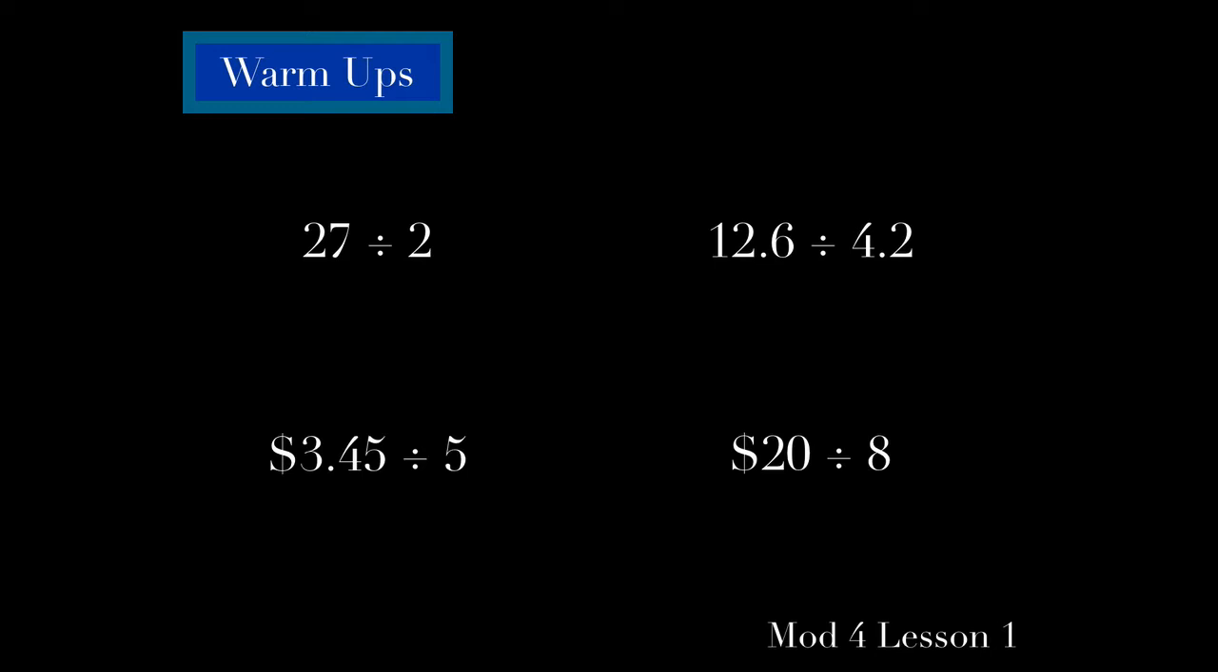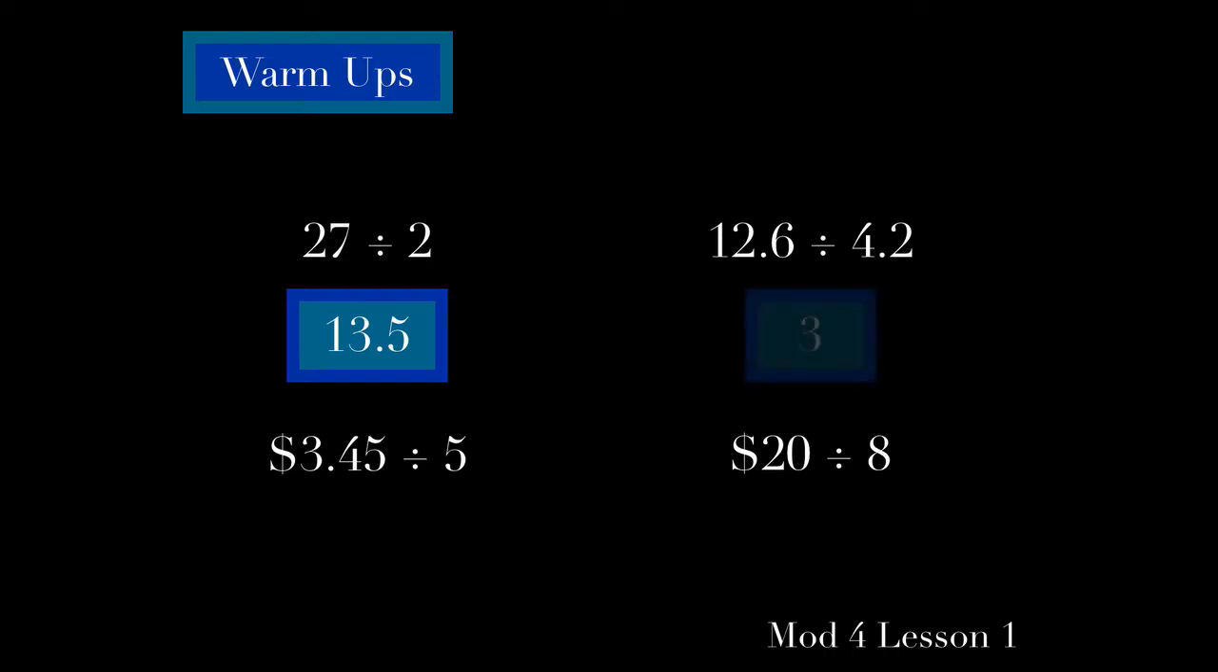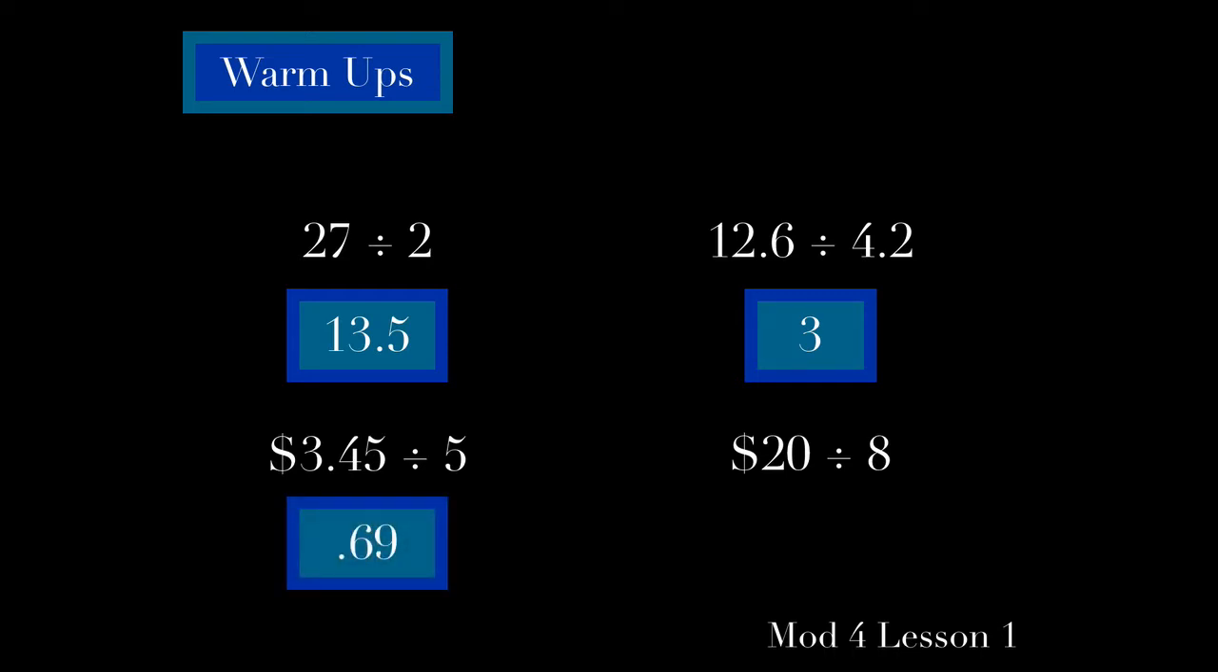All right, on the first one, 27 divided by 2 should come out to 13.5. When you do 12.6 divided by 4.2, that's going to give you 3. $3.45 divided by 5 is 0.69 or 69 cents. And 20 divided by 8 is going to be 2.5. Okay, the reason why we're doing that is because you're going to be doing a lot of division of decimals and whole numbers and stuff like that today.